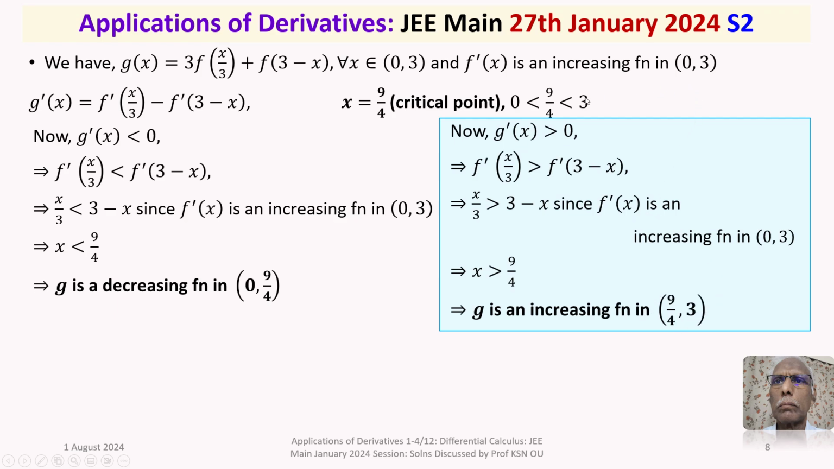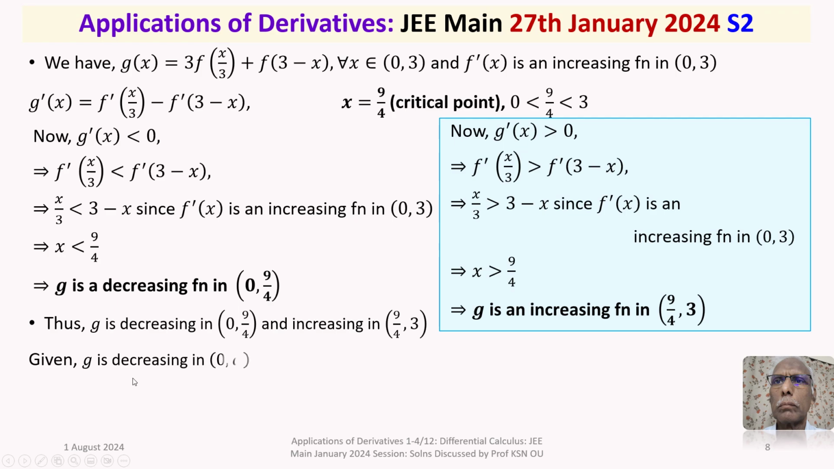Because 0 is less than 9 by 4, which is less than 3. So, this is the one. Thus, combining these two, g is decreasing in the open interval 0 to 9 by 4 and increasing in the open interval 9 by 4 to 3. But we are given that g is decreasing in the open interval 0 comma alpha and increasing in the open interval alpha to 3. That means alpha must be equal to 9 by 4. Required to find the value of 8 times alpha.